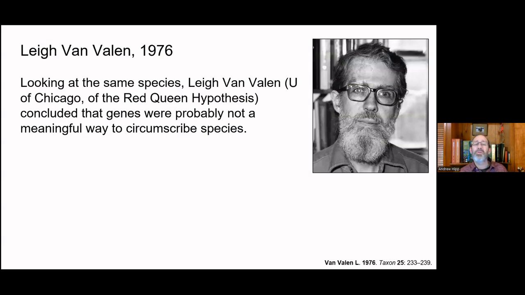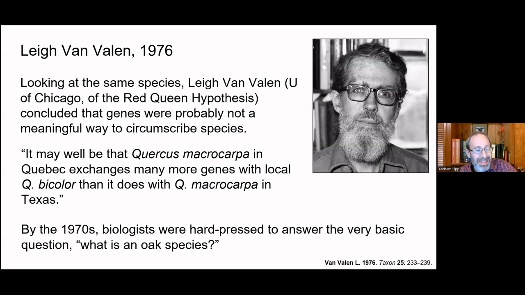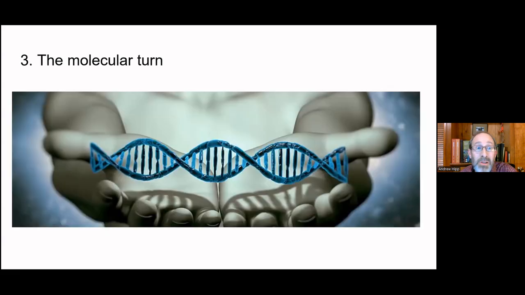And this idea was further refined by Leigh Van Valen at the University of Chicago a year later, who concluded that it might well be that genes are not even a meaningful way to circumscribe species. He argued that it could well be that Quercus macrocarpa, bur oak, in Quebec exchanges more genes with local Quercus bicolor, that's swamp white oak, than it does with bur oak in Texas. So by the 1970s, people were hard-pressed to answer the very basic question, what is an oak species? But we knew they were out there.